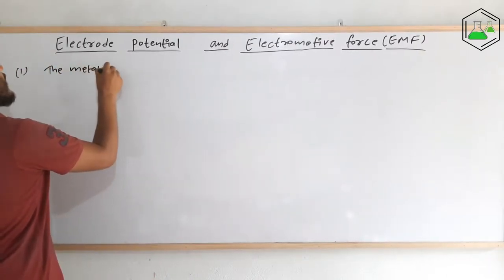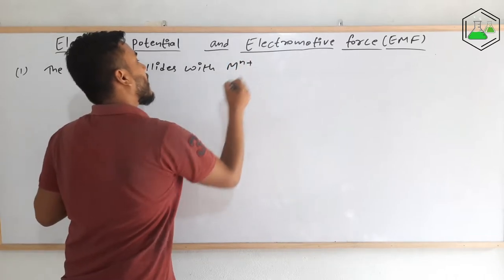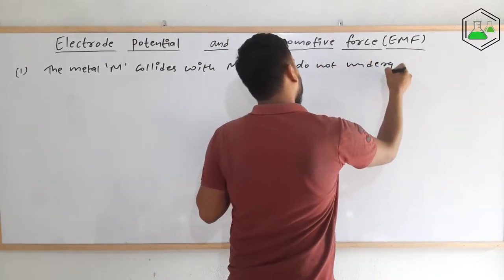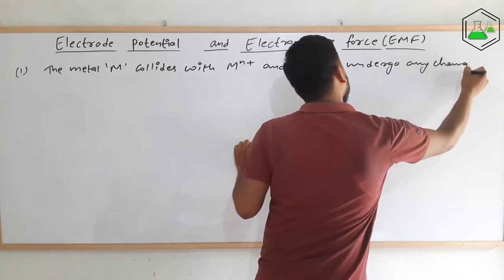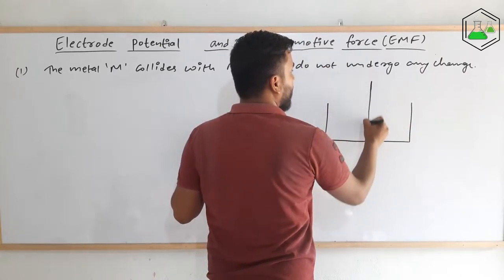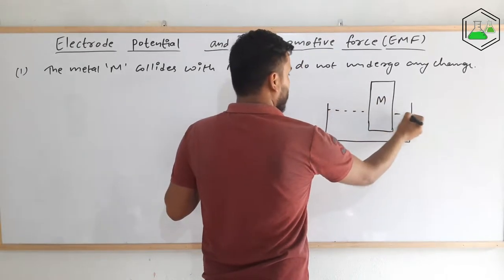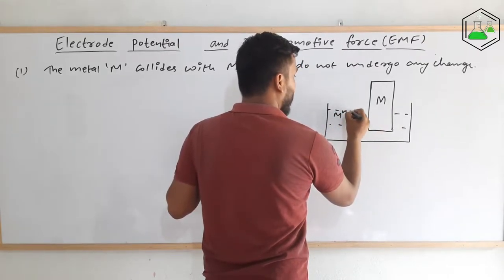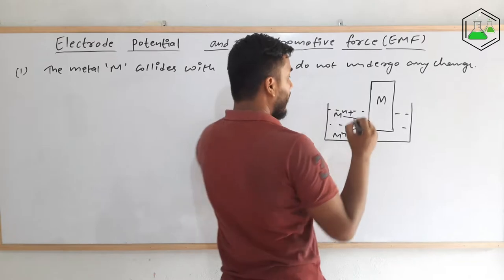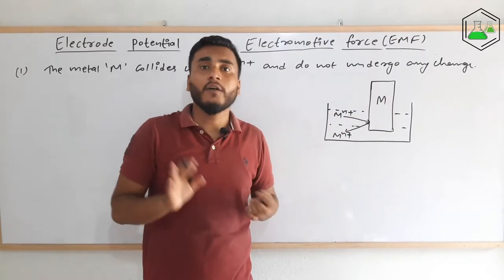Let me write that. The metal M collides with the metal ion, that is Mn+, and does not undergo any change. Let's see this in a diagram. Suppose this is the beaker and here is the electrode, the metal M. In the solution, it can find Mn+. It will collide with the metal and it will just return back. That means there is no change over here. As you can see here, no electron is being generated. That means there won't be any flow of electricity in this case.